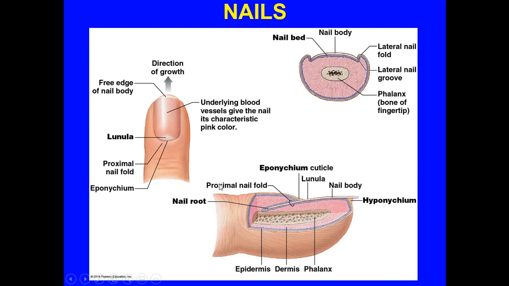If you look at this in cross section, of course, here you're going to have the phalanx, the bone. Then you're going to have the dermis and the epidermis. But covering over this, you have the nail root, the proximal nail fold, the eponychium, which we call the cuticle, the lunula, which would be right here, the nail body, and then of course we have this little spacing here of tissue called the hyponychium, so below the nychium. Okay.